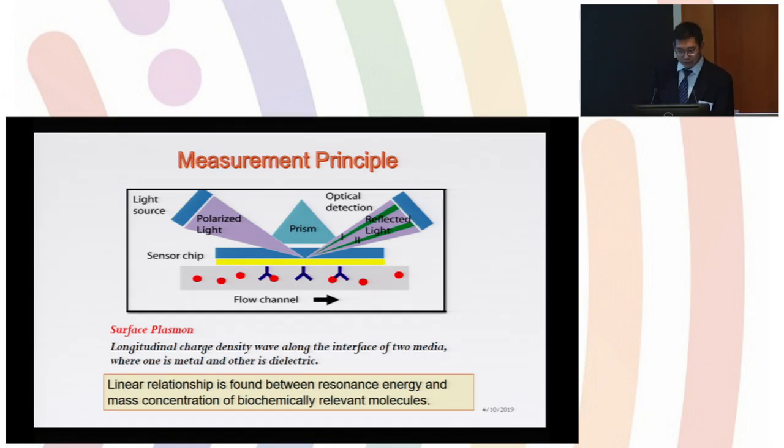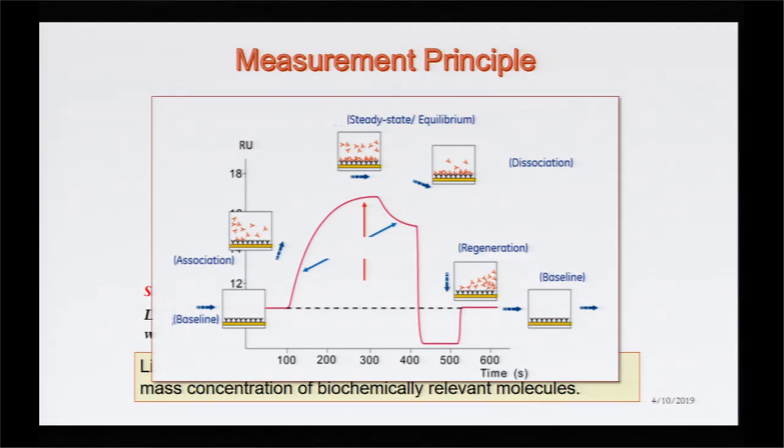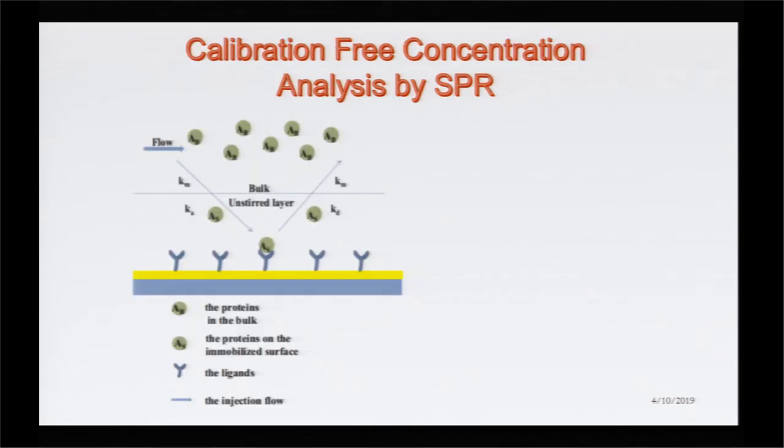So a linear relationship is found between the resonance energy and the mass concentration of biochemically relevant molecules. So if the antibody catches the antigens, we can see the increase of the signal. And if the complex dissociates, we can see the decrease of the signal. And if we remove the antigens from the antibodies, the signal comes to the baseline. So this process is called regeneration.